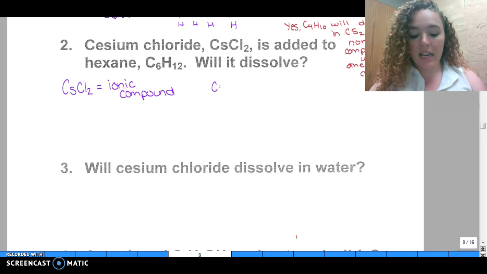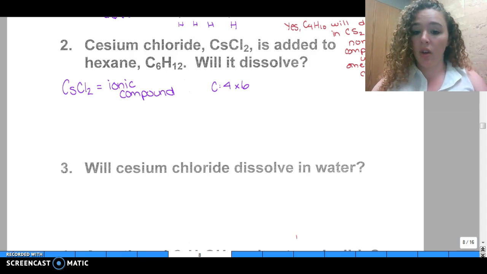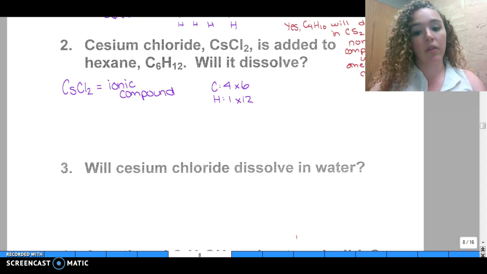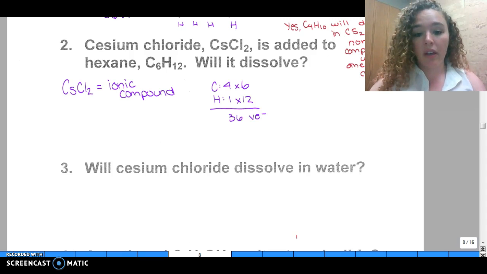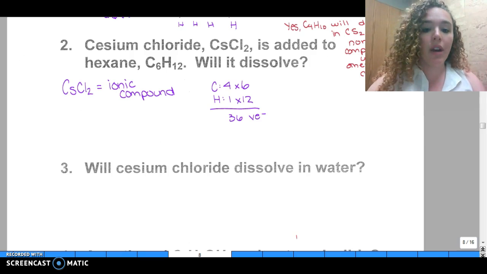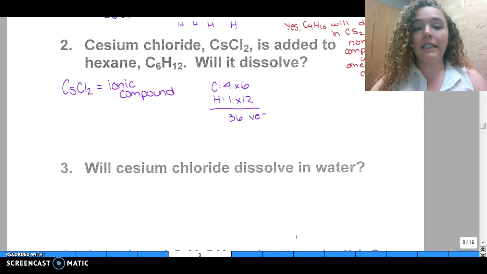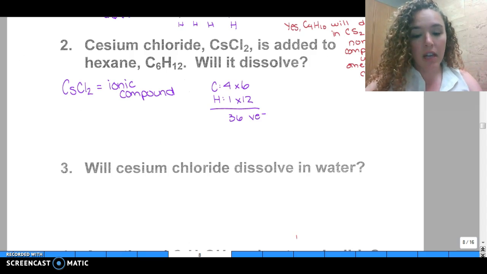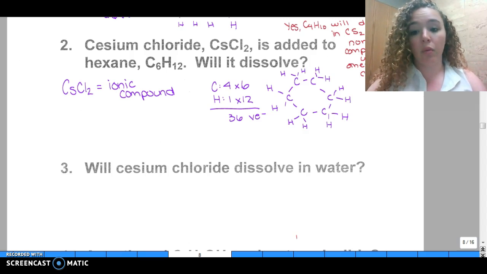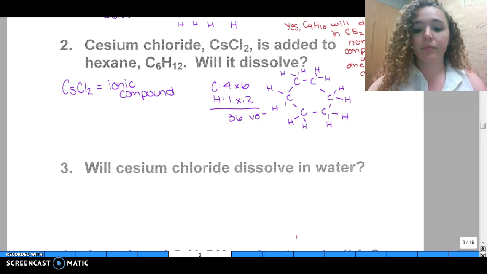So C6H12. There are 4 valence electrons in every carbon. There's 6 of those, plus 1 valence electron in each hydrogen. There's 12 of those. So our total value is 36 valence electrons. There's no other way to put hexane together and give every single element a full octet without creating a ring. And I know it looks kind of overwhelming, but we have a ring of 6 carbons, and each carbon has 2 hydrogens hanging off of it.